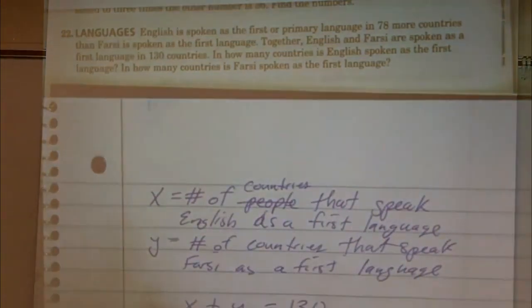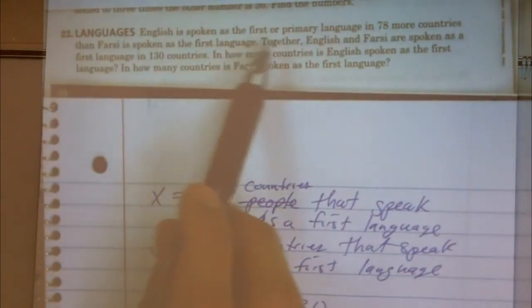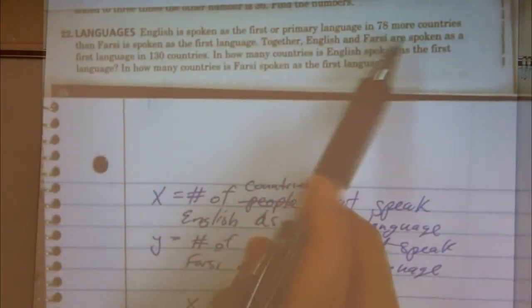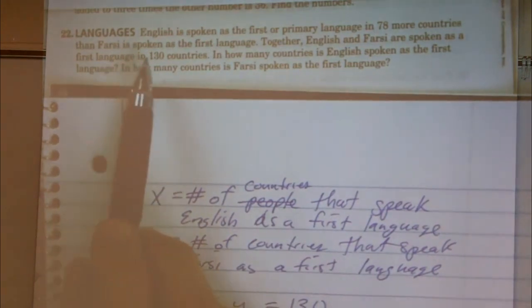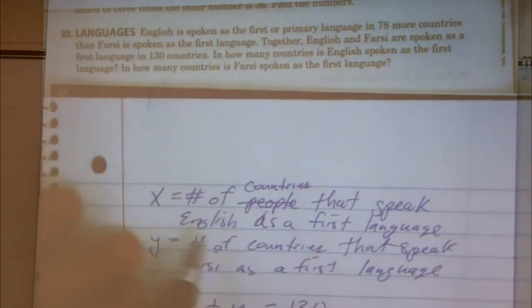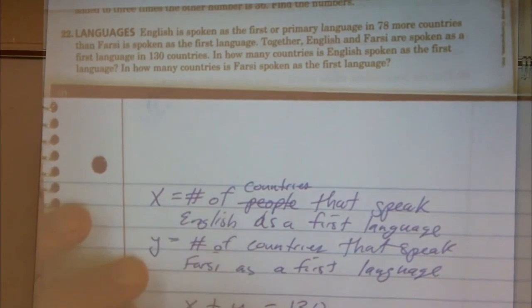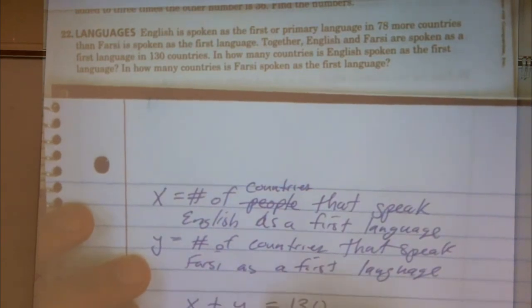Then, what else do they tell us? Where else is there something we can write? Well, it says English is spoken as the first or primary language in 78 more countries than Farsi. So how do I write 78 more? What does more tell you to do? Add, subtract, multiply, divide? Add 78. So if I did y plus 78, that would equal x, right?